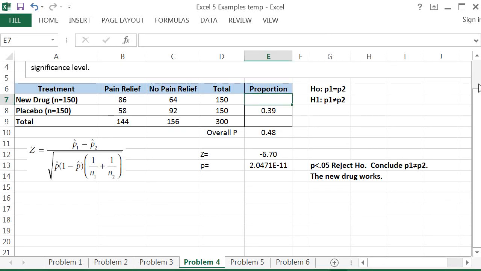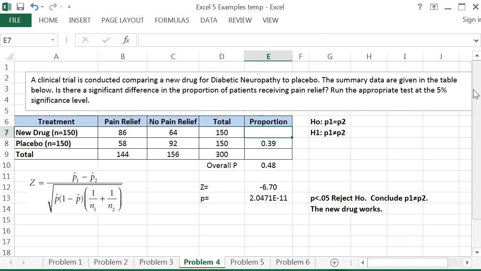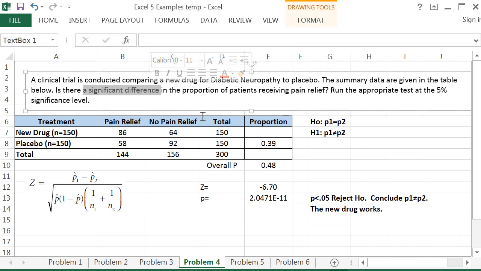So we are looking at an example for the Week 5 Excel problem number 4. A clinical trial is conducted comparing a new drug for diabetic neuropathy to placebo. Summary data are given in the table below. Is there a significant difference here in the proportion of patients receiving pain relief? Run the appropriate test at 5% significance level.